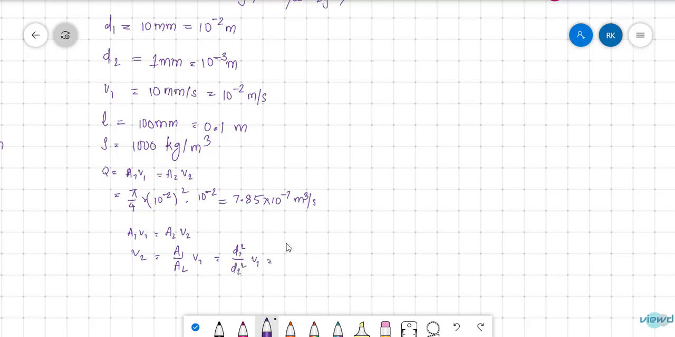So D1 square by D2 square into V1. What is D1? D1 is equal to 10 power minus 2 meter whole square divided by D2. D2 is 10 power minus 3 whole square, into 10 power minus 2. This will be 10 power minus 2 by 10 power minus 3. If this goes upside, it will be 10. 10 square is 100.